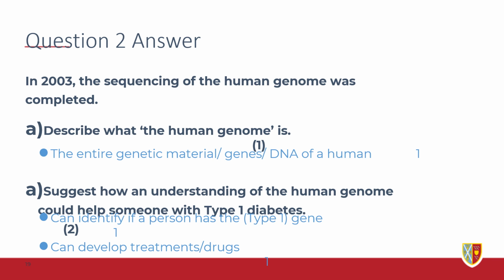Suggest how an understanding of the human genome could help someone with type 1 diabetes. We could identify if the person has the gene for having type 1 diabetes, and we can probably develop new treatments or drugs that are going to help to control that condition.